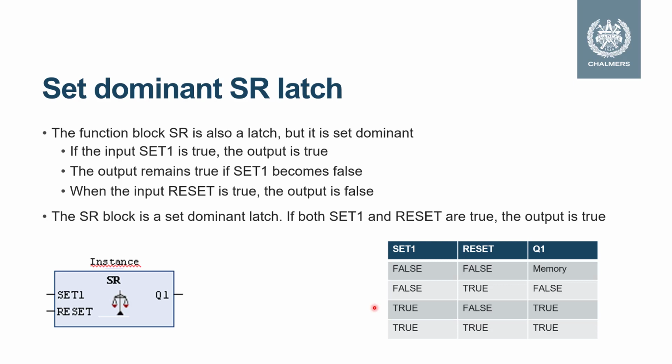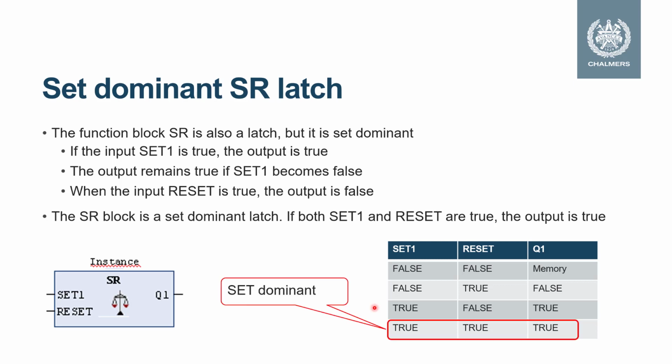The difference from the RS latch is here. This is set dominant. If both set 1 and reset are true, then the output will also become true. So this is set dominant. When we are pressing start and stop at the same time, the system will be started. And as for the RS latch, this function block also needs a name, an instance.